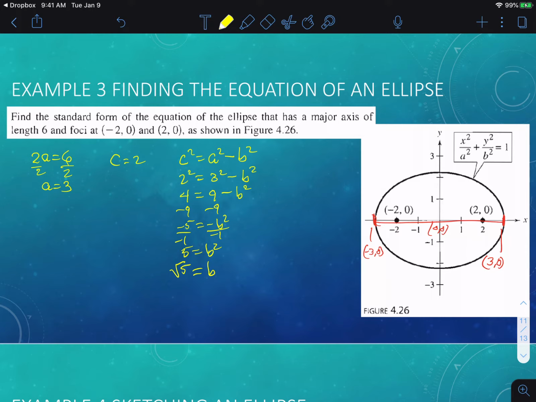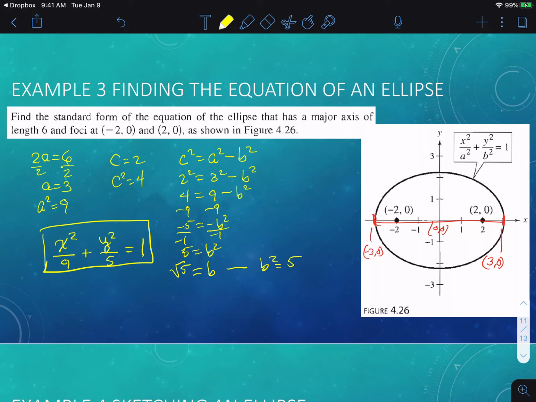So finding the equation of the ellipse, we know that b squared is equal to 5, and we know that a squared is equal to 9. And we know that c squared is equal to 4, which is not important in writing this, but they're asking for the equation of this ellipse. Well, we know that this is wider than it is tall, so it's going to be x squared over 9 plus y squared over 5, and that's equal to 1. And there we have it.